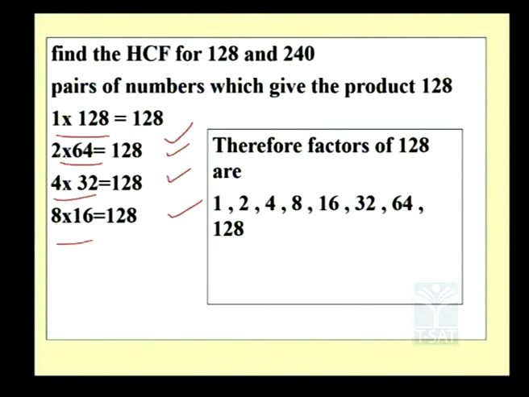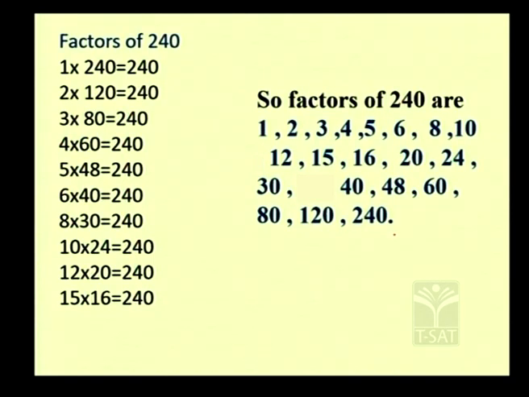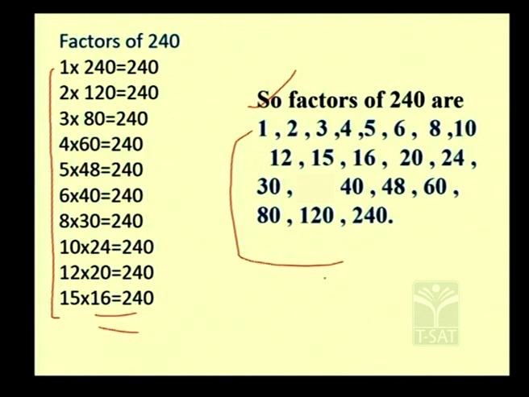So, 1, 2, 4, 8, 16, 32, 64 and itself 128 are the factors of 128. Similarly, we are finding the factors of 240. So, we can find the factors of 240: 1 into 240, 2 into 120, 3 into 80, 4 into 60, 5 into 48, 6 into 40, 8 into 30, 10 into 24, 12 into 20, 15 into 16, 240 into 1 also. Like that, the factors of 240 are 1, 2, 3, 4, 5, 6, 8, 10, 12, 15, 16, 20, 24, 30, 40, 48, 60, 80, 120 and 240.